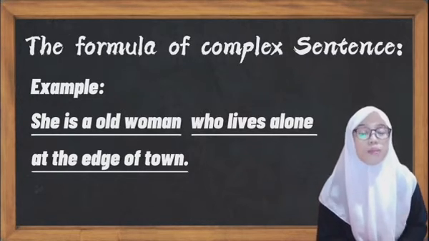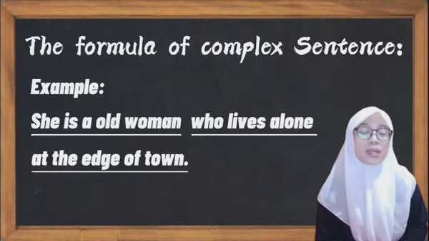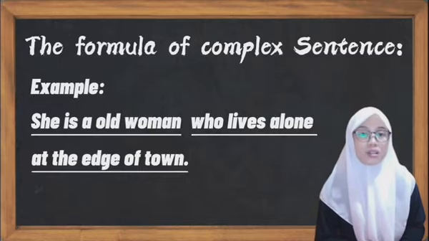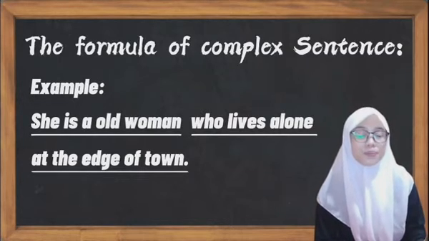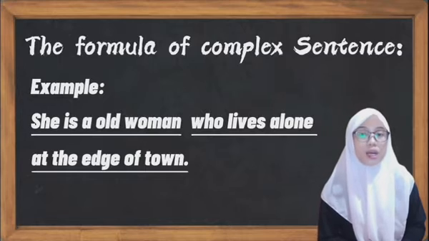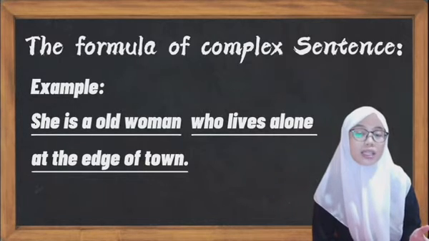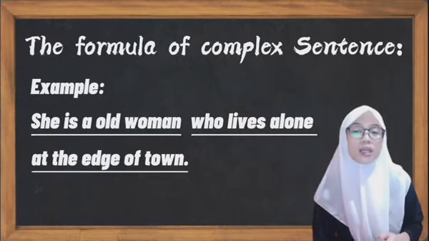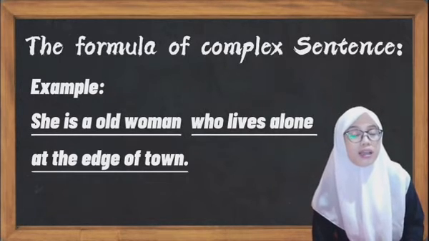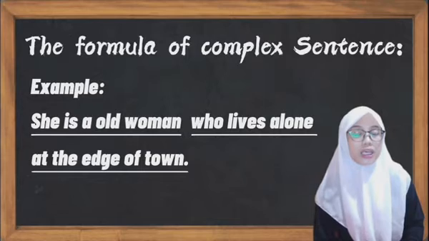She is an old woman is independent clause plus who is relative pronoun plus lives alone at the edge of town to form a dependent clause. So the dependent clause is who lives alone at the edge of town. Who here connects the independent clause and dependent clause. The type of the dependent clause is adjective clause.